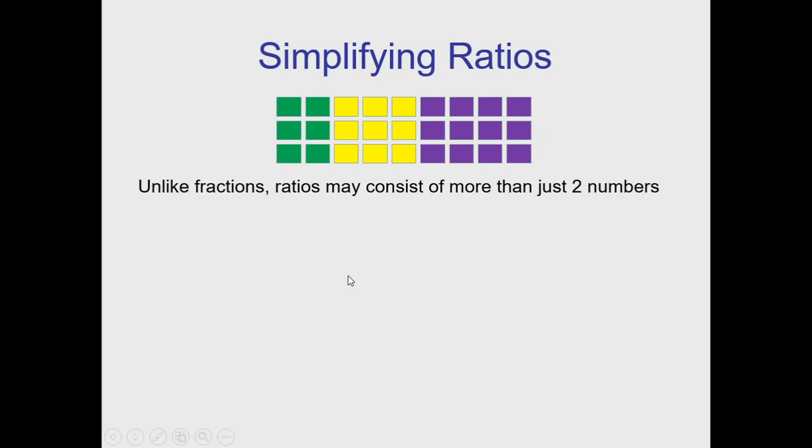Now, some ratios are a little bit more challenging because they have more than 2 parts to them. Unlike fractions, which can only have a numerator and denominator, ratios could have any number of values which are compared to each other as a proportion. So here I've got 6 green tiles, 9 yellow tiles, and 12 purple tiles. So I make sure that I explain what my ratio represents. Green, yellow, and purple. And the number of greens go under the greens, number of yellows under the yellows, and number of purples under the purples. So that's 6 to 9 to 12.